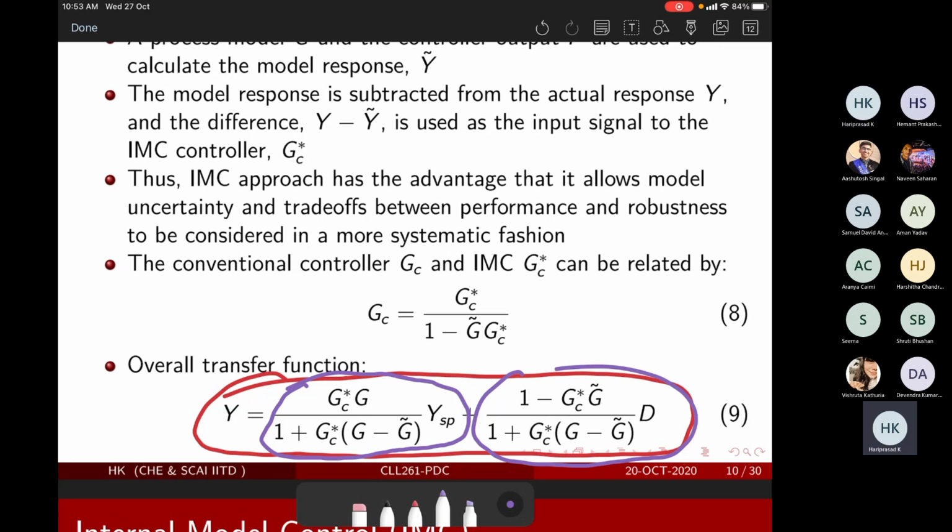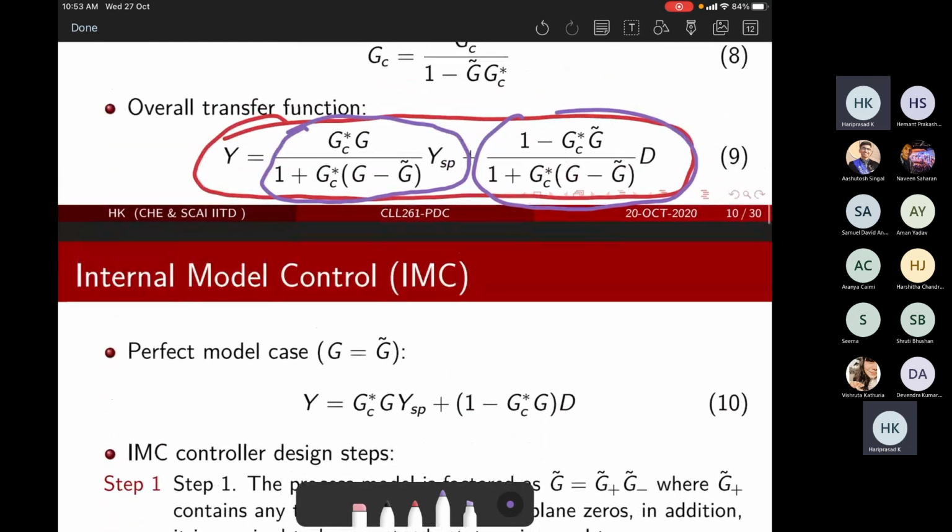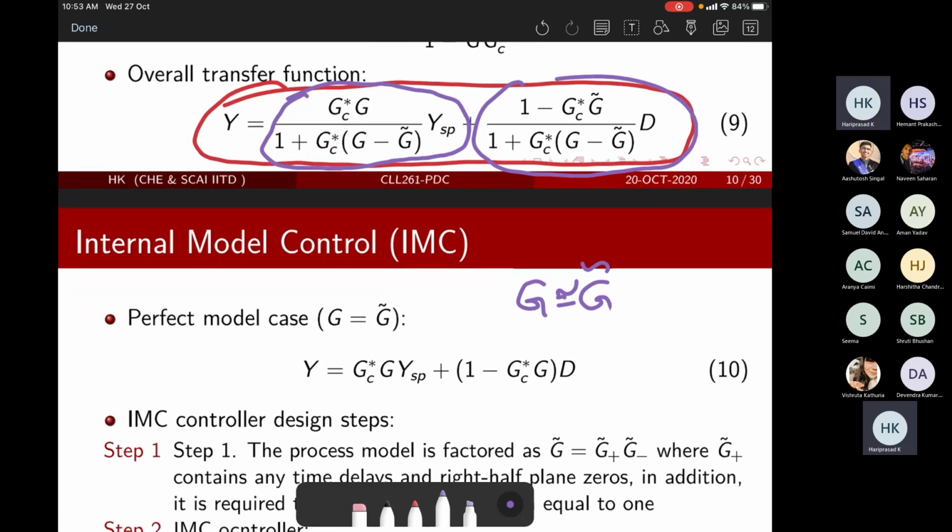Okay. So now look at the perfect model case, which essentially means that G is approximately equal to G tilde, or very, very closely equal to G tilde, because you have done field experiments and got very good data, and as a result, you mark G tilde equal to G. Then what would remain? So this would go off, then this would go off. So eventually it would be GC YSP into 1 minus GC star G into T.